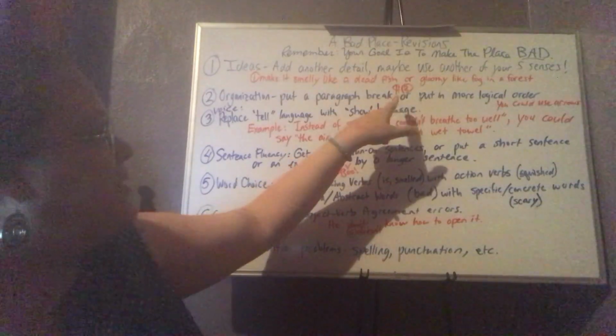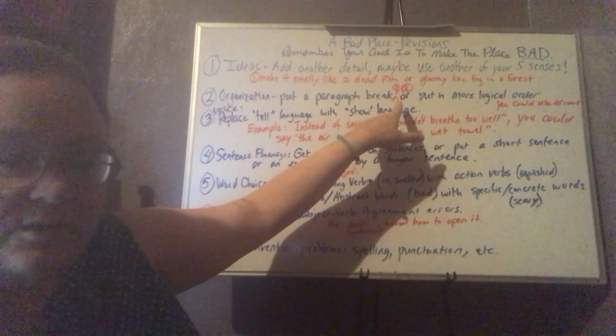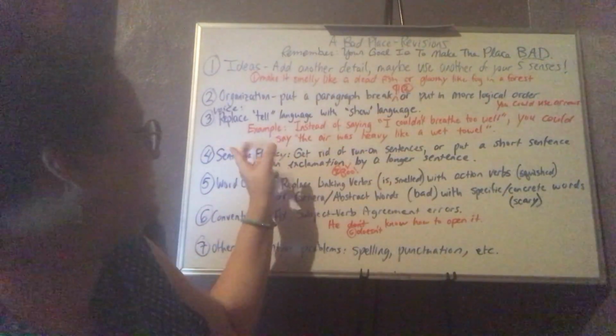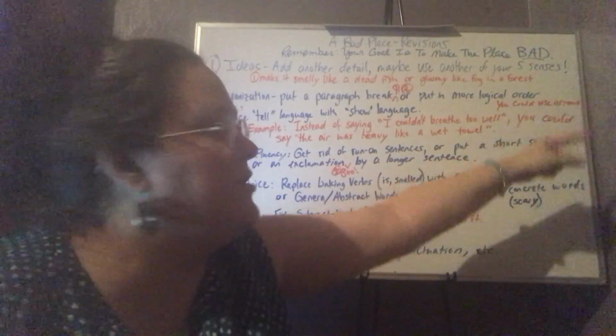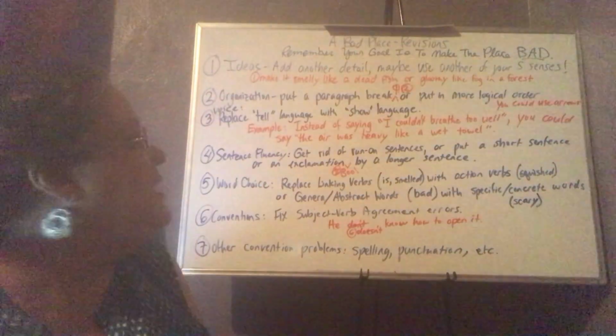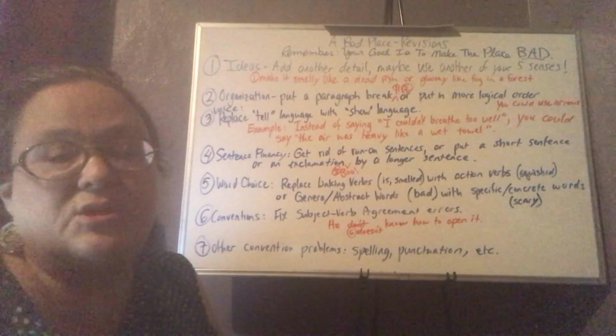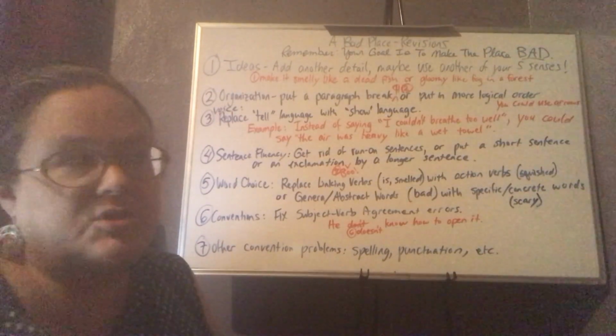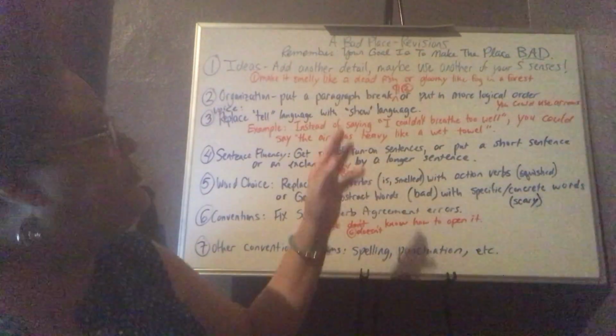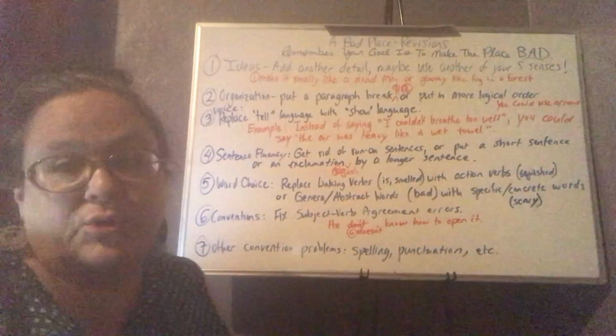If you put a paragraph break, mark it. You can either mark it with a paragraph symbol like I did here, or you can draw a line here and write the word paragraph off to the side or something like that, and put a number 2 because that's an organization type of change. Or you could put the things in more logical order.